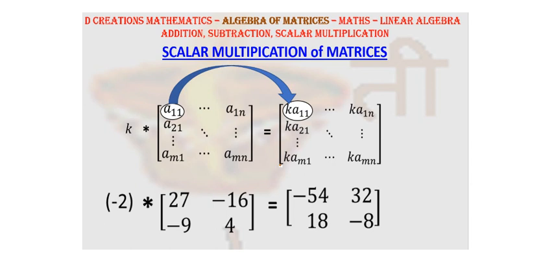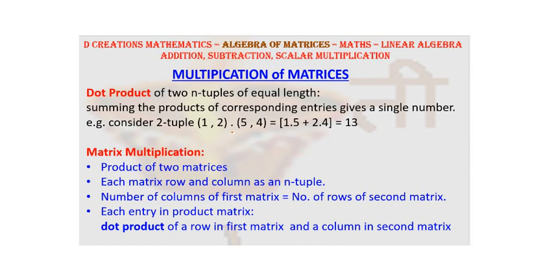So in scalar multiplication, it was easy. There was just one entry and you multiplied it with every element of the matrix and got the matrix there. Now here we are going to look at multiplication of two matrices. For that you should understand the concept of dot product.